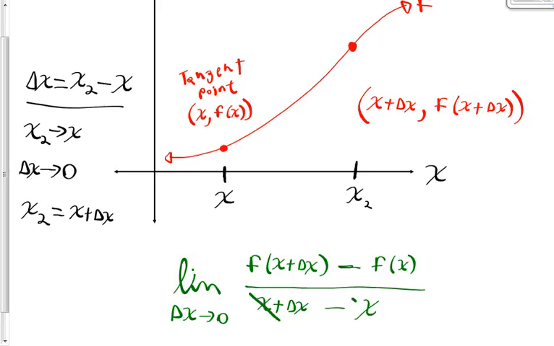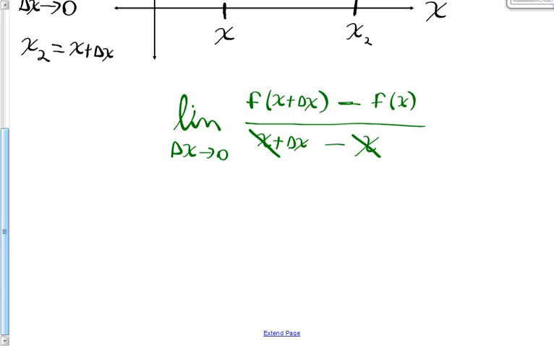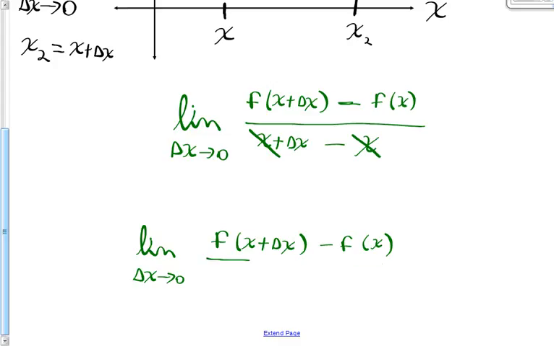I see here that those x's just cancel out, and I'm left with this formula for calculating the slope of a tangent line: the limit as delta x approaches 0 of f of x plus delta x minus f of x, all divided by delta x. You might recognize that without the limit, this part is just the difference quotient. So basically, we're taking the difference quotient and allowing delta x to tend towards 0.